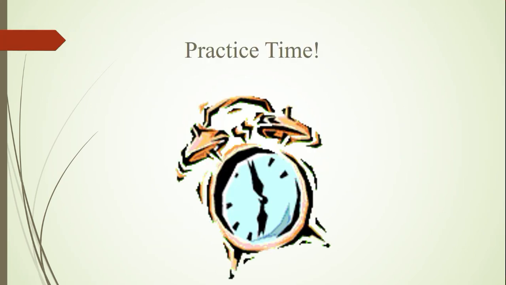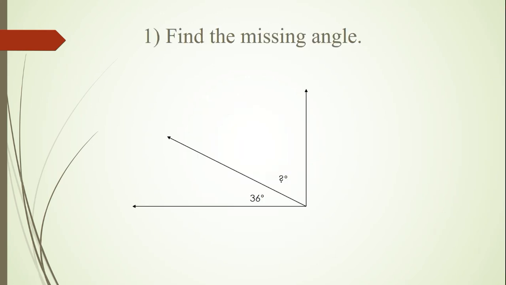Okay, so we have here some practice. Actually, I will just give a few answers. What's the missing angle? What angle pair can we use? We can use complementary angles, correct? So this should make 90 degrees, right? Therefore, you subtract 90 minus 36, and that would give you the answer, which is 54.